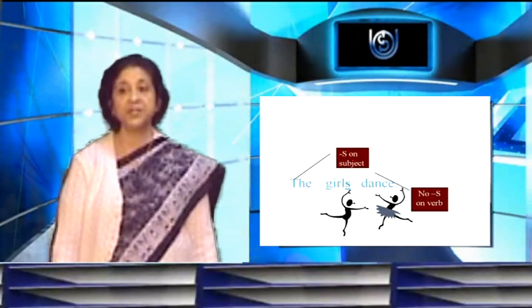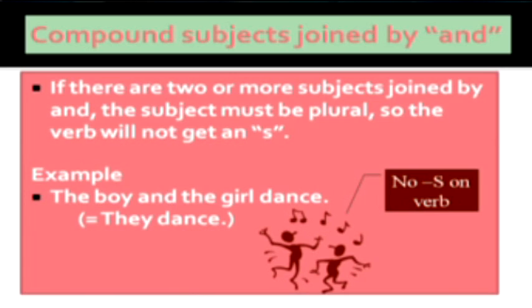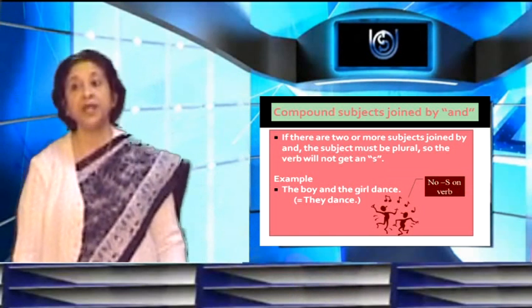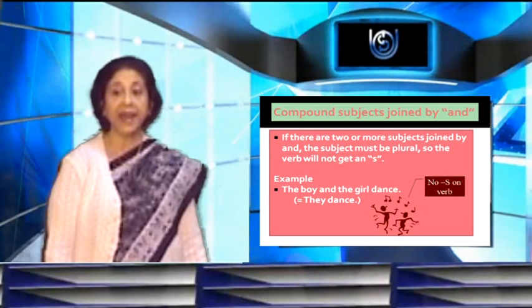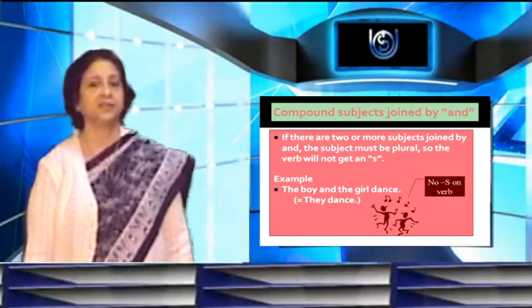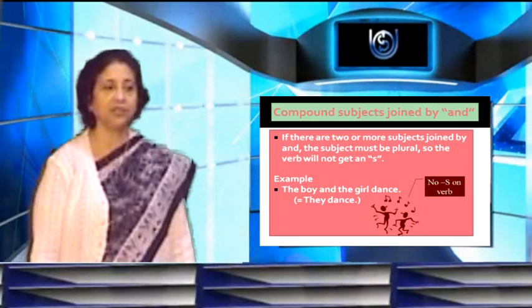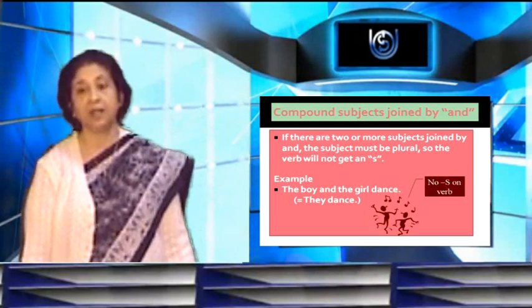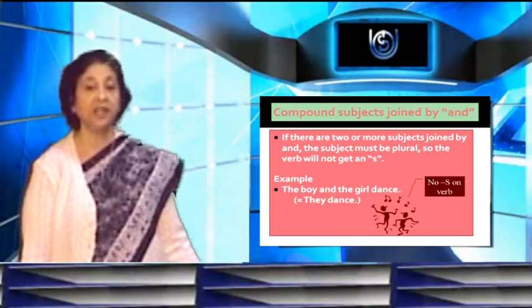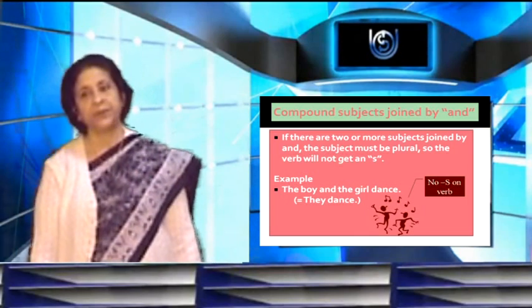Now compound subjects joined by and. This is another situation, when the subject is compound and joined by and. See the example. The boy and the girl dance. The boy is singular, the girl is singular. But joined by and, it becomes plural. So it becomes they. So this will be the first form of verb.